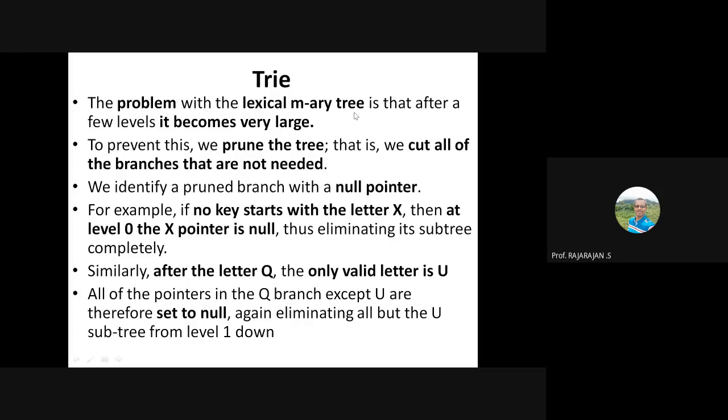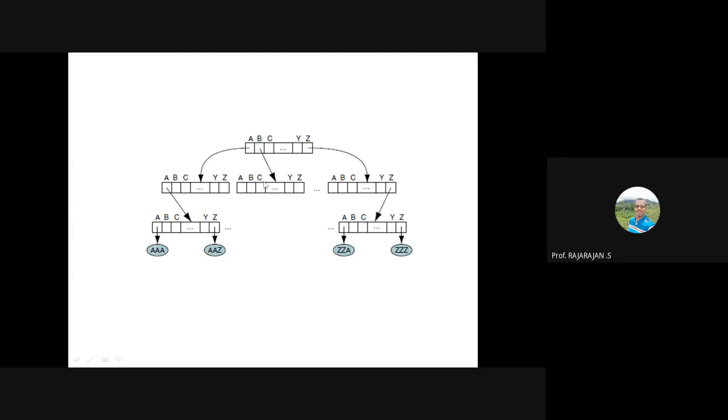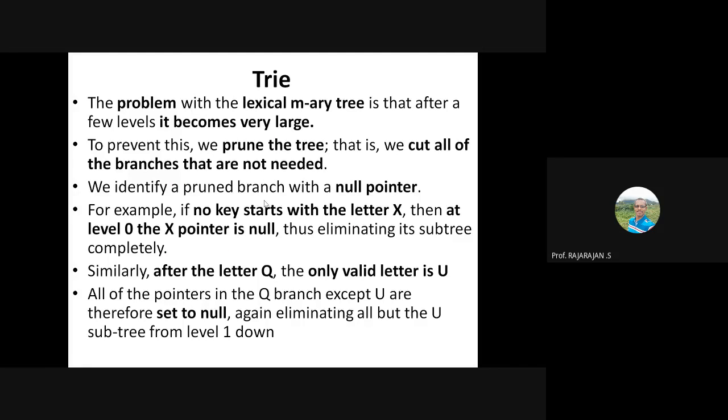The problem with the lexical search tree is that after a few levels, it becomes very large. To prevent this, we use the technique of pruning the tree. That is, we cut all the branches that are not needed. For example, in this particular example, AB, there is no word that is a combination of AB. So we can avoid all the empty nodes, so that we will only have the branches and the nodes which contain actual data.